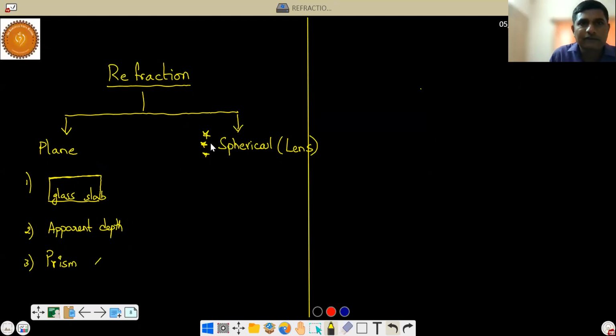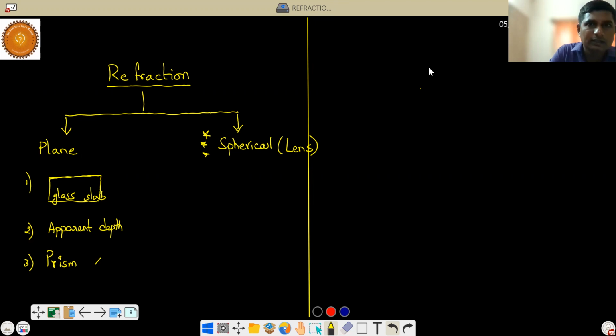Okay, so refraction is studied under two headings. One is called refraction at plane surface. Another one is called refraction at spherical surface. In this also we have many topics. Under refraction at plane surface, one will study glass slabs first, and then afterwards we'll have real depth, apparent depth, and many models of problems in that.